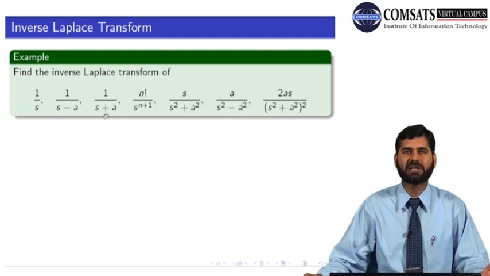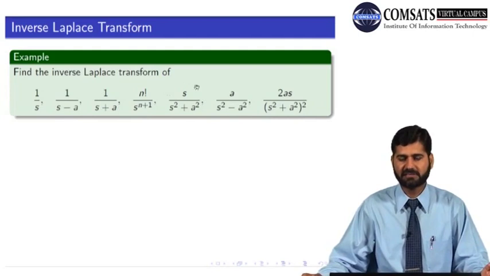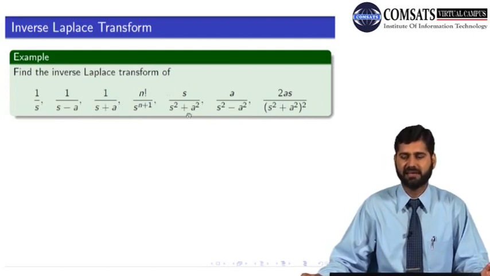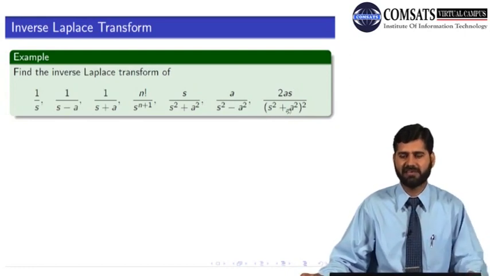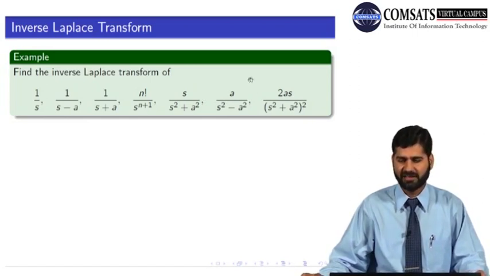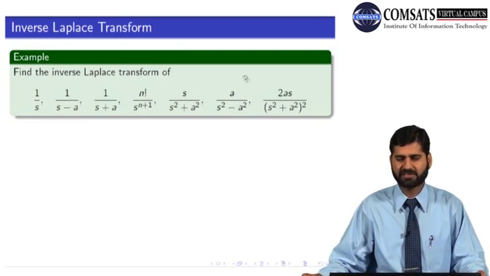And this is e to the negative at. This is t to the power n. This is cosine at. This is sine at. And this is, remember? Here is the problem. I didn't see any function like that, right? When we were doing the Laplace transformation in last lecture, till these all functions are okay, but we didn't see a function whose Laplace transform came out to be like this.